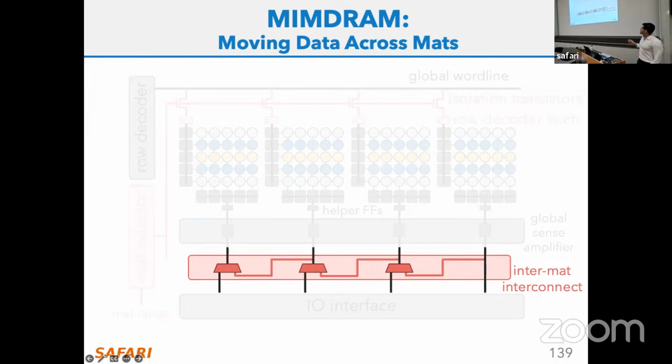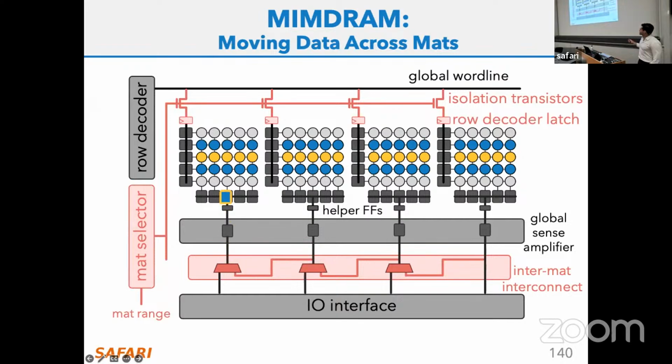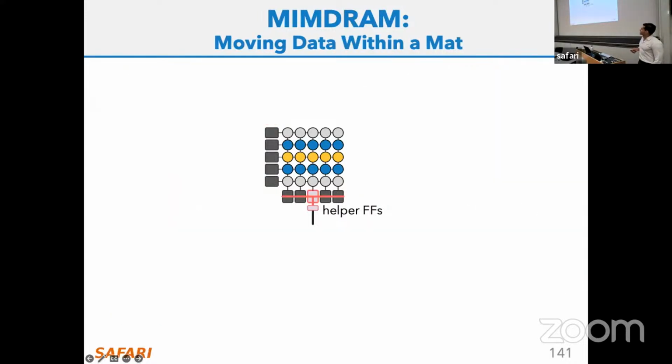To move the data across the different DRAM mats, we are going to extend the global amplifier with some interconnect network, which allows us to move data across consecutive neighboring DRAM mats. And to move the data within a DRAM mat, we are going to basically repurpose these helper flip-flops here to allow us to have a temporary buffer to copy the data.